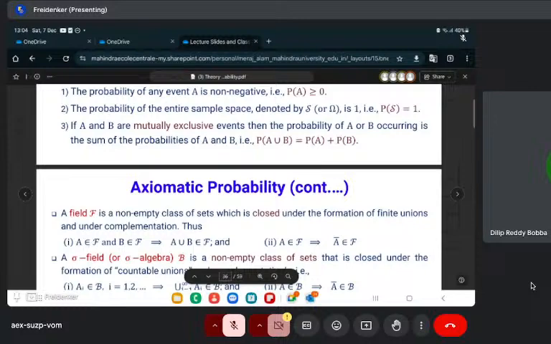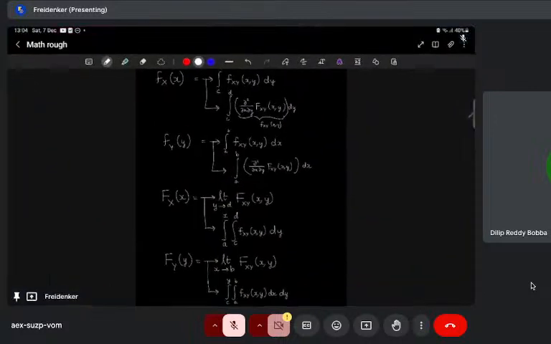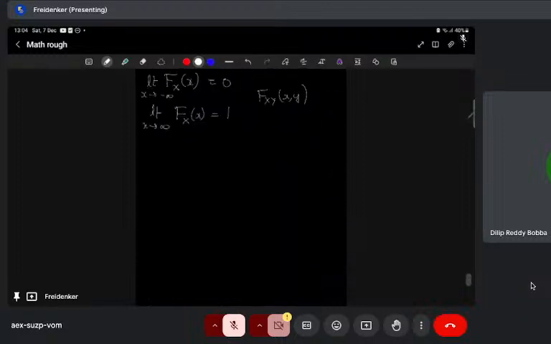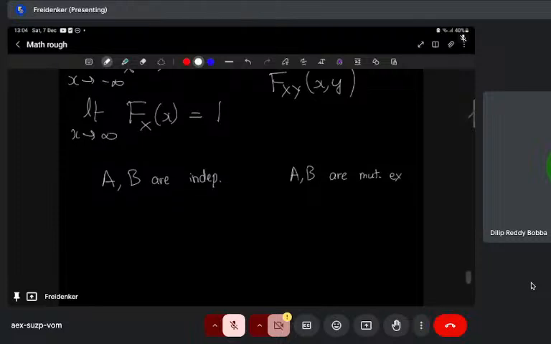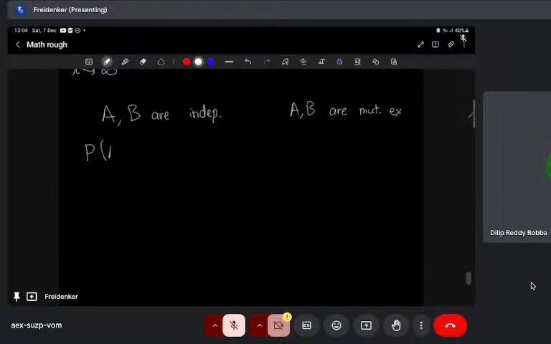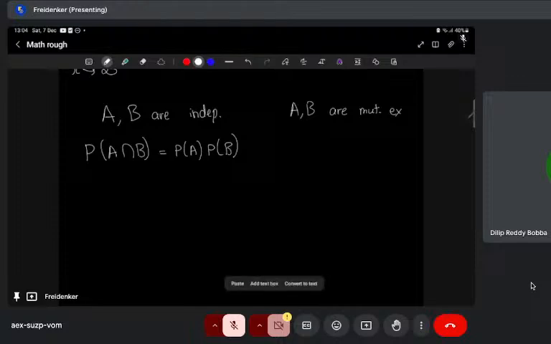Okay, so interesting thing. I'll just write this here. The third axiom. I'll just write two things. If A and B are independent, and if A and B are mutually exclusive. What is the property for independence? There P of A and B will be P of A into P of B. But the property for mutually exclusive events is that the probability of A or B will be equal to P of A plus P of B.